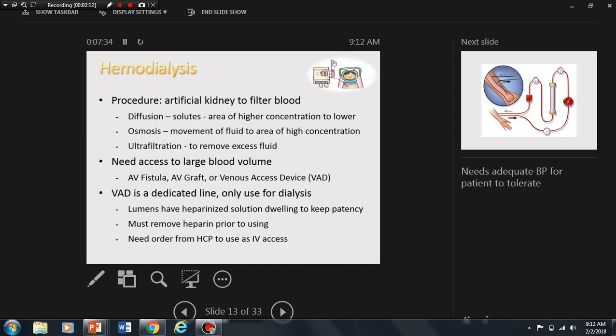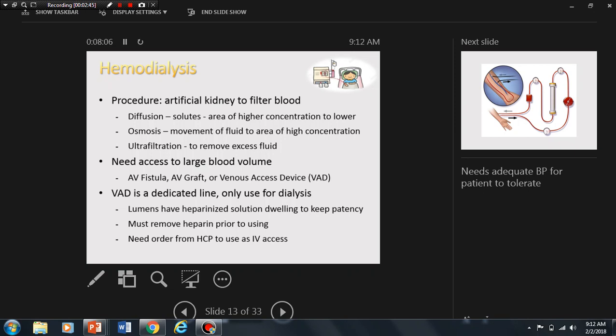We talked about access sites and that we need large surface areas for the massive amounts of blood we're going to exchange. It's also for high pressure as well. So we're going to use an AV fistula, an AV graft, or we could use something very similar to a venous access device, like a triple lumen. Those are going to be Vascaths and Permacaths. Both of those are more temporary venous access devices until we can get something more established like an AV fistula.